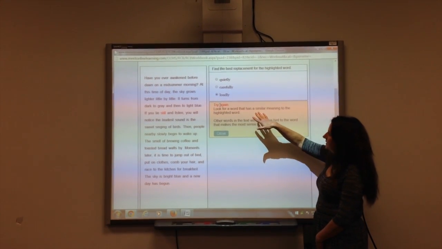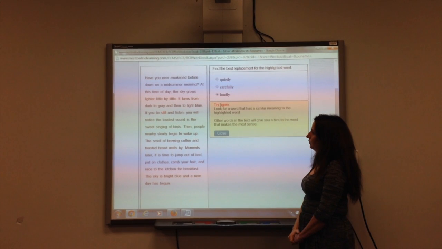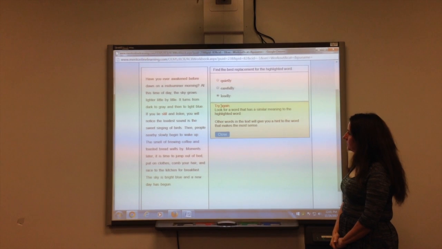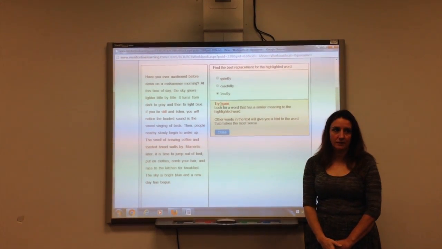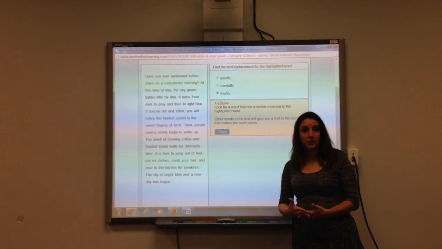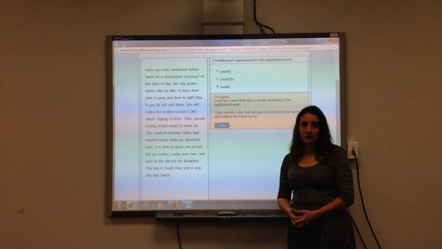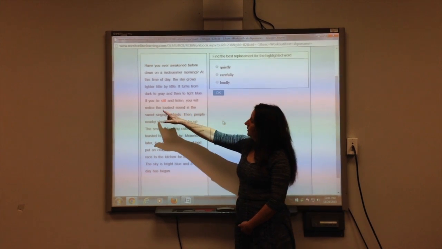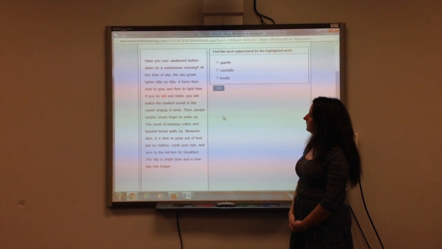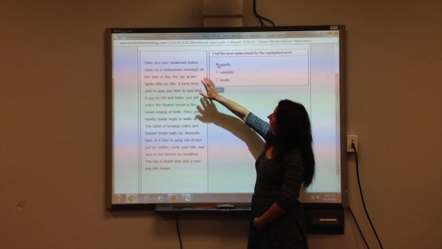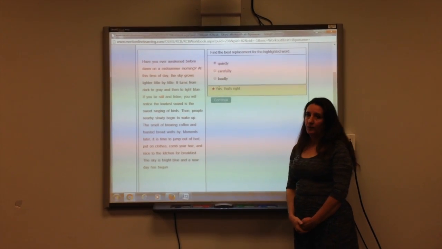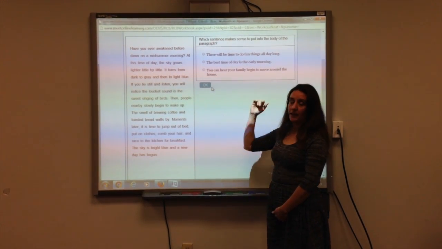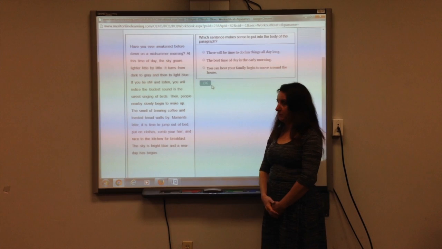Look for a word that has a similar meaning to the highlighted word. Other words in the text will give you a hint to the word that makes the most sense. This is helping the children build their vocabulary, and it's also teaching them comprehension. So once again, if you lie still and listen, we'll say quietly, and there we have the right answer. Each student is asked to write the question and the answer on their papers.